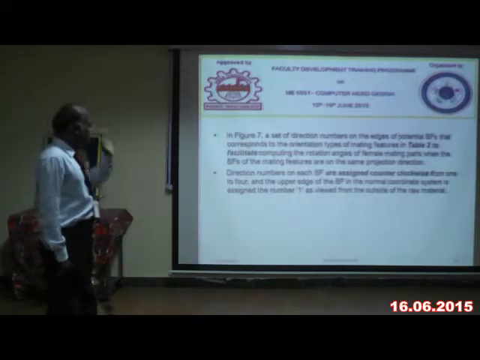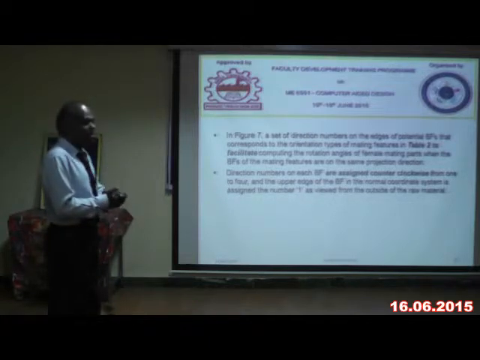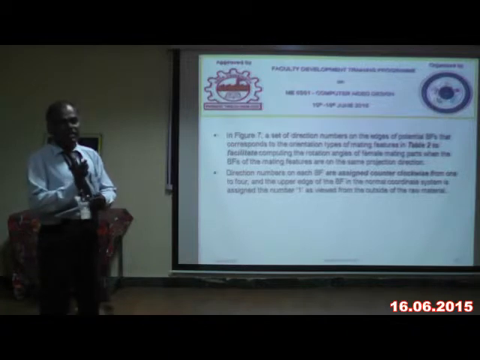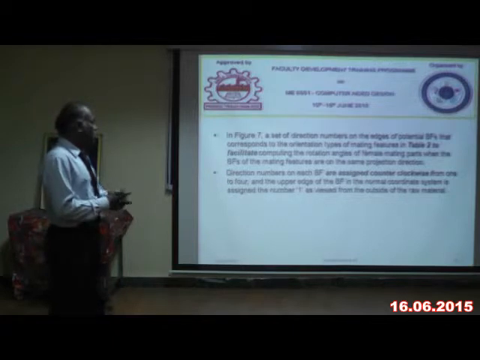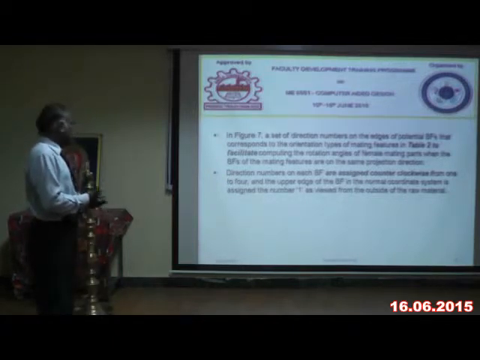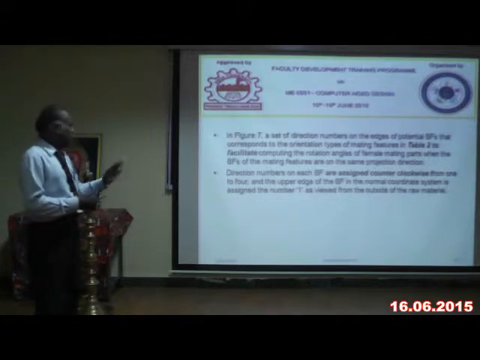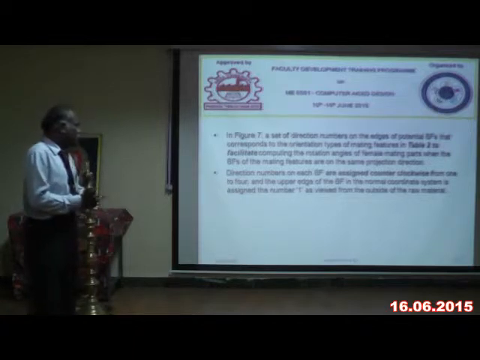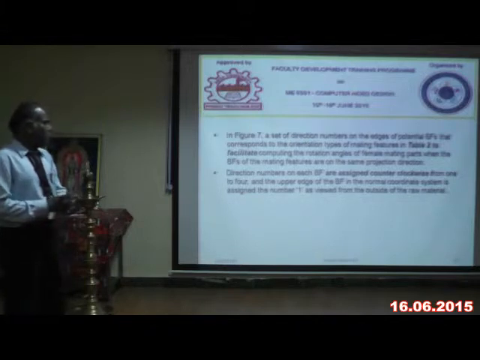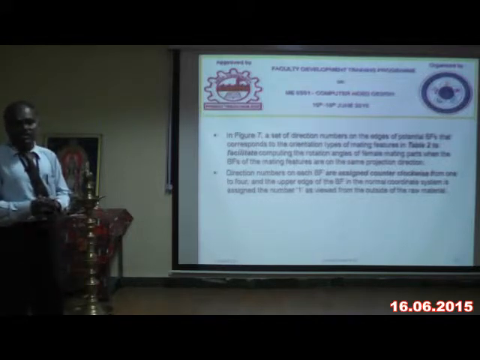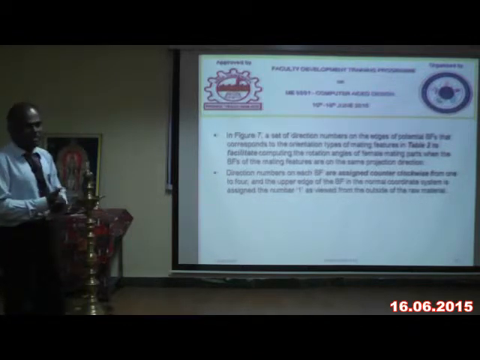And then in figure 7, a set of direction numbers is shown. The direction should be mentioned in the inverted value numbers. The edges and the potential boundary phases that correspond to the orientation type of mating features, in table 2 we already showed, facilitate computing the rotational angles of female mating parts when the boundary phases of the mating features are in the same projection direction. And then direction numbers on each boundary phase are assigned counterclockwise.